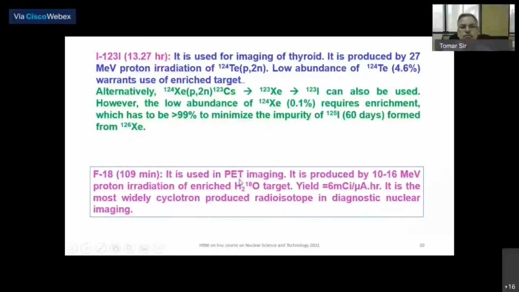109-minute F-18 is used in PET imaging and produced by 10 to 16 MeV proton irradiation of an enriched H2O-18 target. Yield of this isotope production is 6 millicurie per microampere hour. Usually you will have 100 to 200 microampere hours, so you can have almost a curie of this. It is the most widely cyclotron-produced radioisotope in diagnostic nuclear imaging.